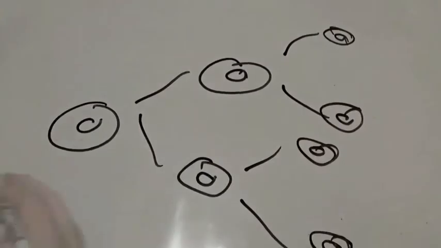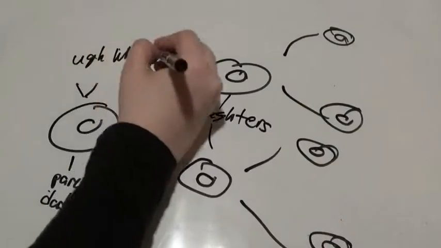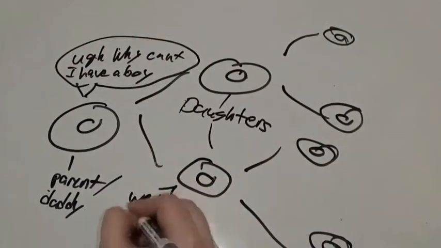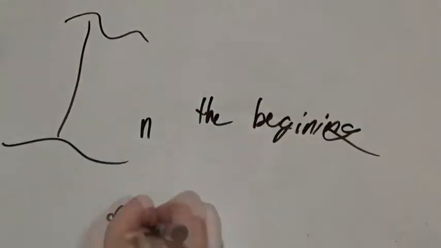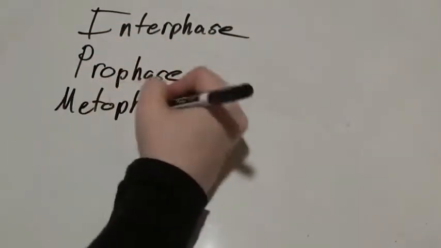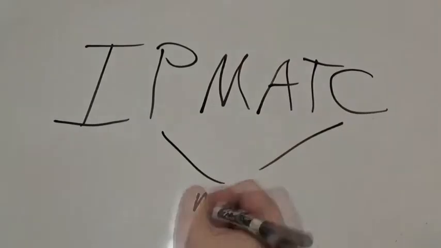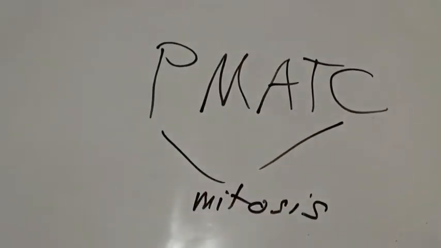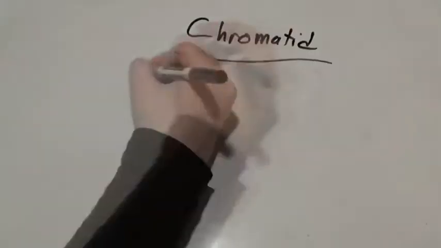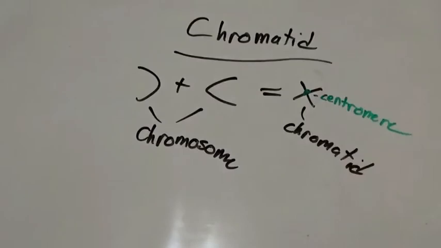Our so-called parent cell splits off into two what we call daughter cells. In the beginning, we have interphase, prophase, metaphase, anaphase, telophase, and cytokinesis, or IPMATC for short. PMATC is part of mitosis. Just to clear this up, a chromatid is two chromosomes put together, with a centromere connecting the two.